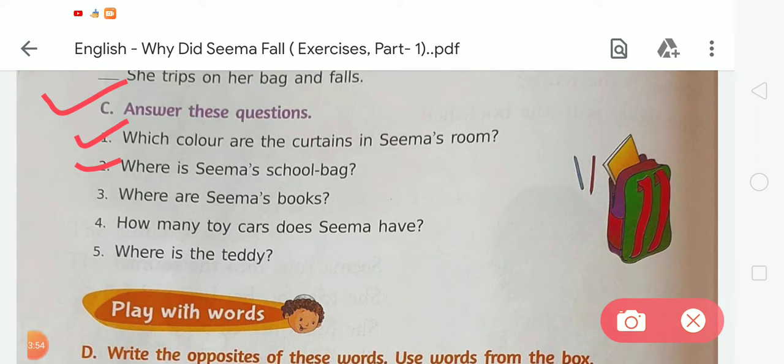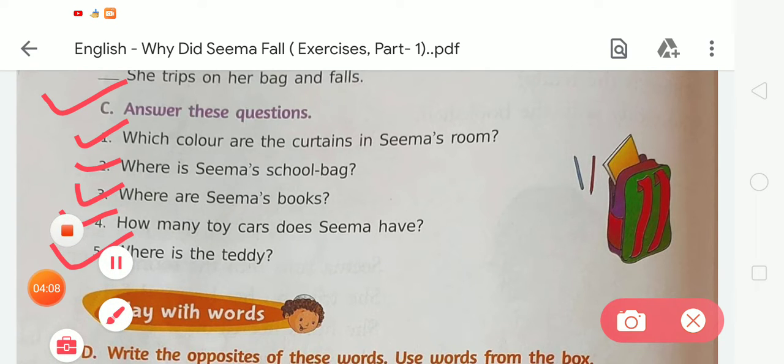Second question is: where is Seema's school bag? Third is: where are Seema's books? Fourth is: how many toy cars does Seema have? And the fifth one is: where is the teddy? So let's start writing these questions and answers in the notebook.